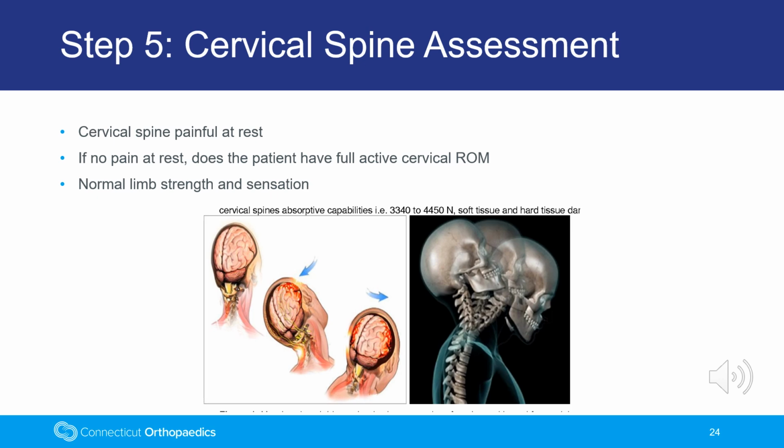The final step for the SCAT-5 and on-field evaluation is the cervical spine assessment. This is used to determine if there's a cervical spine injury in conjunction with a concussion that requires stabilization and medical transportation. Signs and symptoms to be aware of are pain at rest and midline following impact. If there is no pain at rest, you can continue the cervical examination and determine if they have full range of motion, normal strength and sensation in the upper extremities, or where there may be deficits.